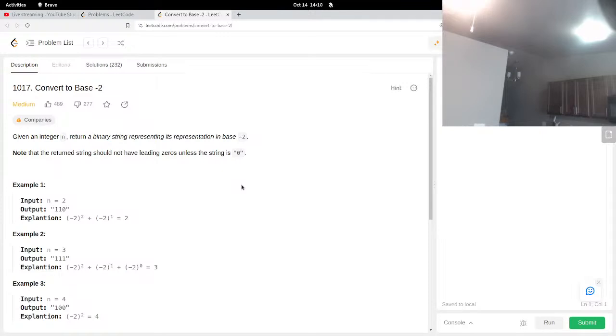0, 1, 2, 3, 4. That's it. So you get negative 2 to the fourth plus negative 2 cubed plus negative 2 squared plus negative 2 to the first plus negative 2 to the 0, right? And that's 16 plus negative 8 plus 4 plus negative 2 plus 1, which is 32, minus 2 plus 1, which is 31. Okay.